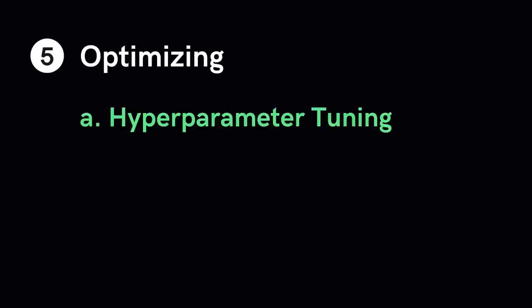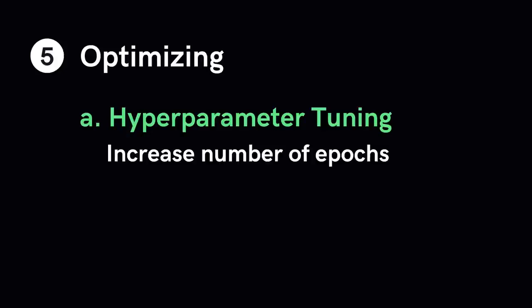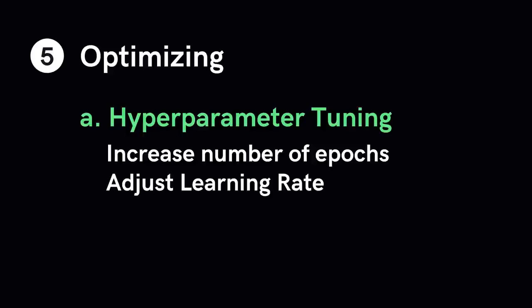Tuning hyperparameters is a good way of optimizing your model's performance. One way to do this is by showing the model the entire dataset multiple times. That is, by increasing the number of epochs. This has sometimes been shown to improve accuracy. Another way is by adjusting the learning rate. We talked about what the learning rate was in the previous module, so if you don't know what the learning rate is, I do advise you to check out the previous module.